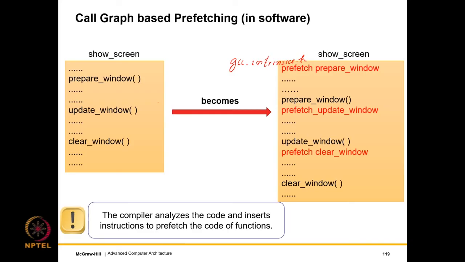Broadly speaking, when we are entering the show screen function, the compiler will prefetch the first function. After we return from the first function, it will prefetch the code of the second function. And after we return from the second function, it will prefetch the code of the third function. The compiler will essentially analyze all the code and insert prefetch instructions for fetching the code of functions that will be invoked next. This would really reduce the time that we spend on misses.